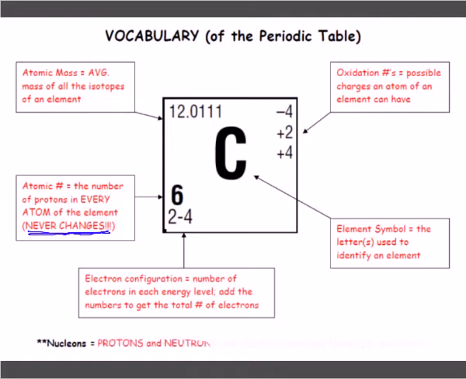You'll also see that term nucleons. Nucleons sounds like what? Nucleus. Guys, nucleons are just the things found in the nucleus. There's two particles that are found in the nucleus, protons and neutrons. Okay?